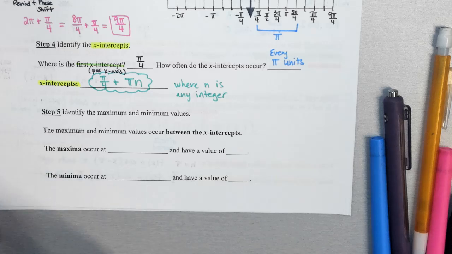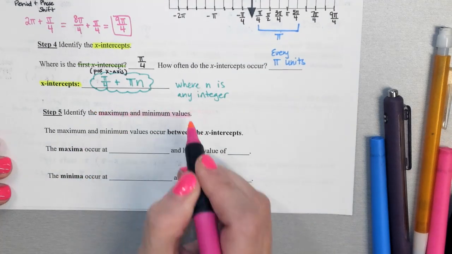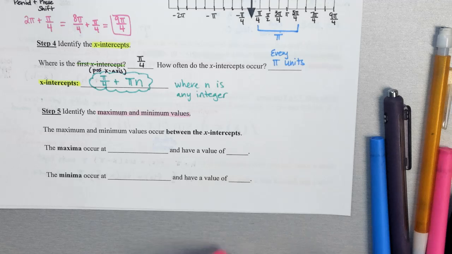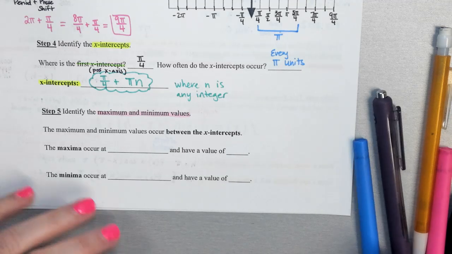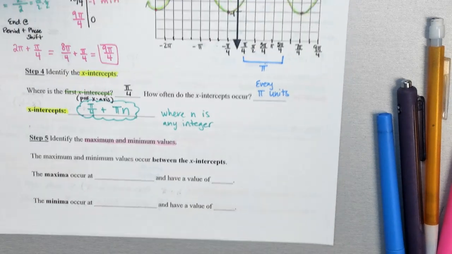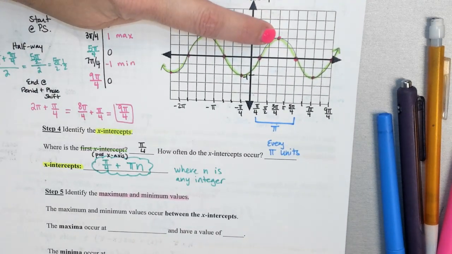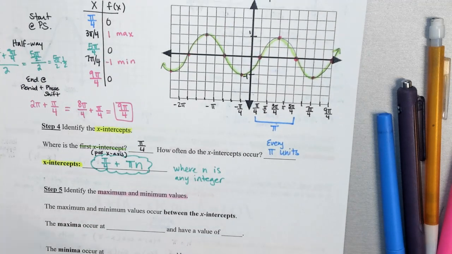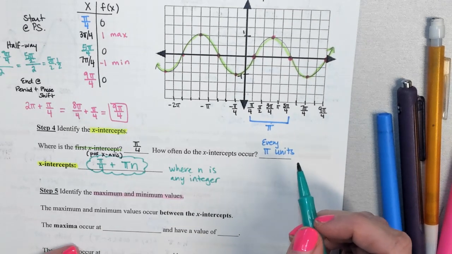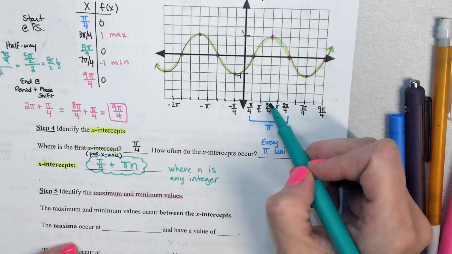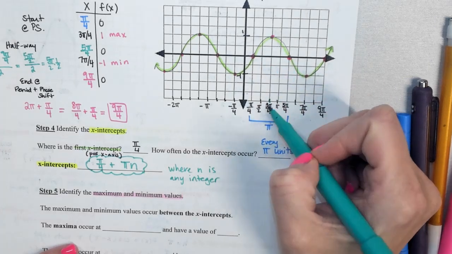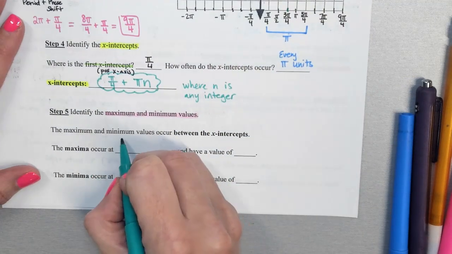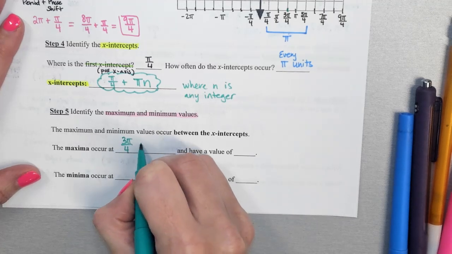Okay, and then our last step is to identify the maximum and the minimum values. We're going to do something very similar. So the max and min occur between the x-intercepts. So again, just find your first maxima, which would be here on the positive axis, and where does that occur? At what x value? Not pi. At 3 pi over 4, right? So right here at 3 pi over 4. So we would say they occur at 3 pi over 4 plus.